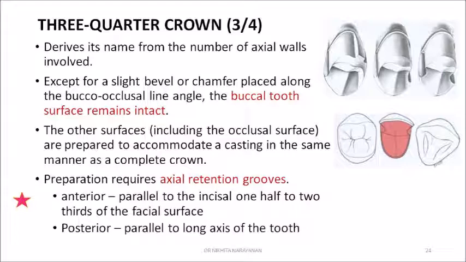So except the buccal surface, all other surfaces including the occlusal surface is prepared and a casting is given which looks similar to a complete crown from the lingual aspect. So in such cases, as the retention is compromised, we'll have to add some supplementary retentive aids. So for this, axial retentive grooves are given. So in anterior tooth, the axial grooves will be parallel to the incisal 1/2 to 2/3 of the facial surface. For posterior tooth, the axial groove will be parallel to long axis of the tooth.